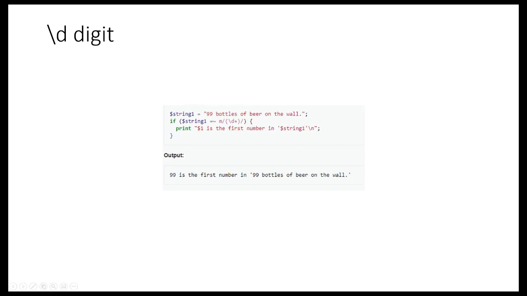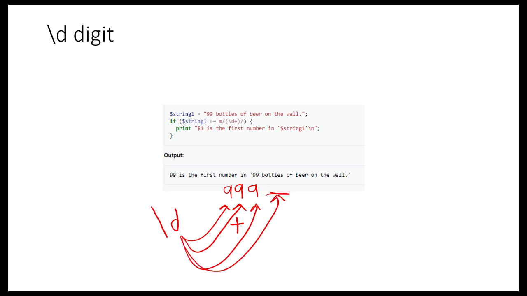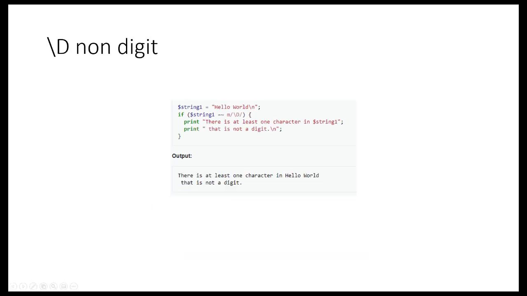The slash D matches a digit. And remember the plus was one or more, so if we have slash D and we're matching 99, we'll match the first 9, and then the plus tells us to, since it's greedy, keep looking. It will say, hey, is the next number also a digit? And if we had another 9, it would say, was the next number a digit? It'll stop when the next value is not a digit. And of course, capital D is a non-digit, so it's just the opposite.